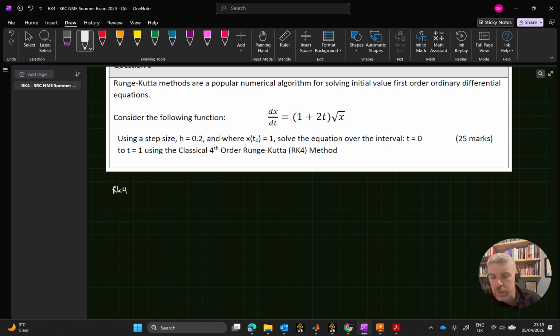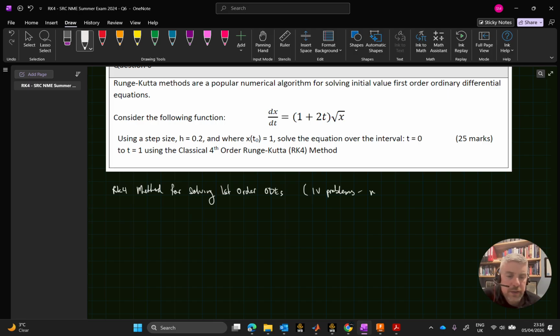So the RK4 method is for solving first order ODEs. They have to be first order. I shouldn't even have to write first order, right? It's implicit in saying you're using RK4 that the equation is first order. First order ODEs, and specifically initial value problems.